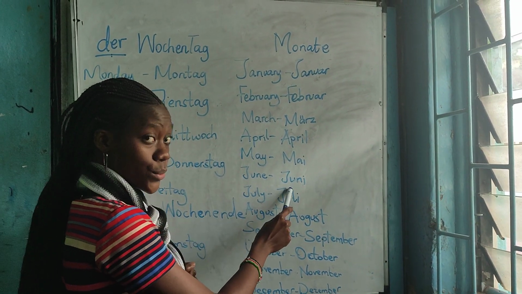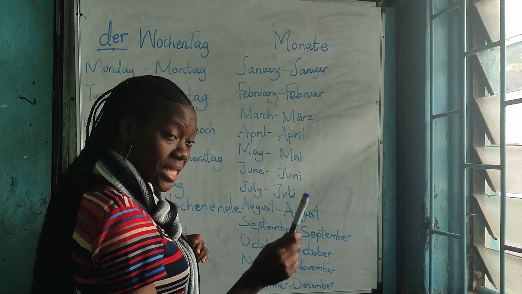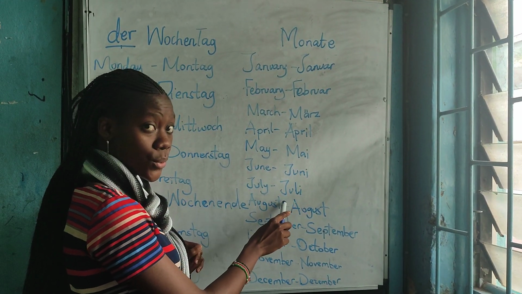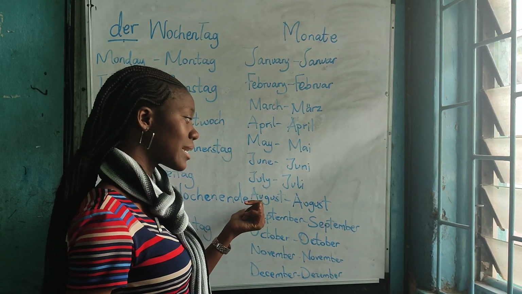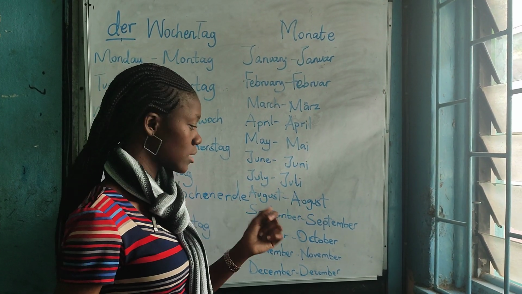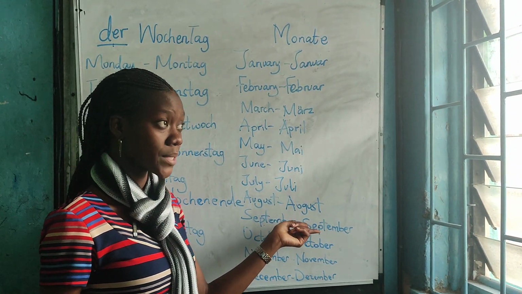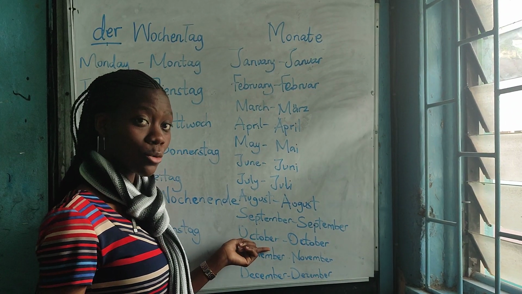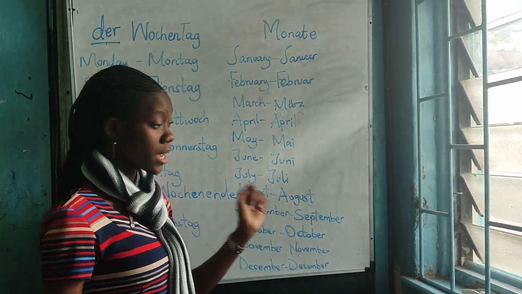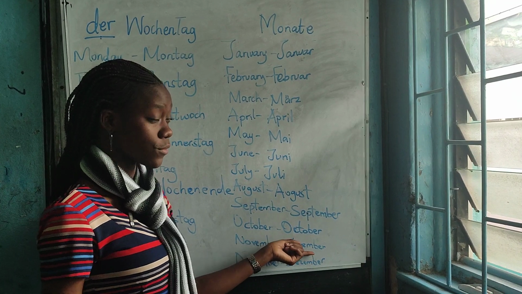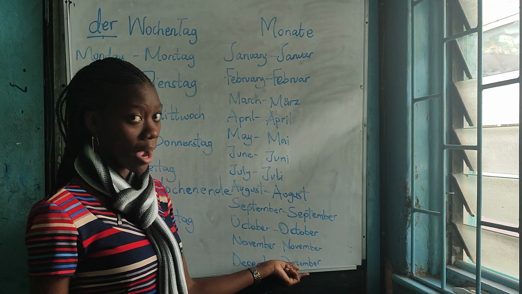April is April. May is Mai. June is Juni, July is Juli, August is August, September is September, October is Oktober, November is November, December is Dezember.